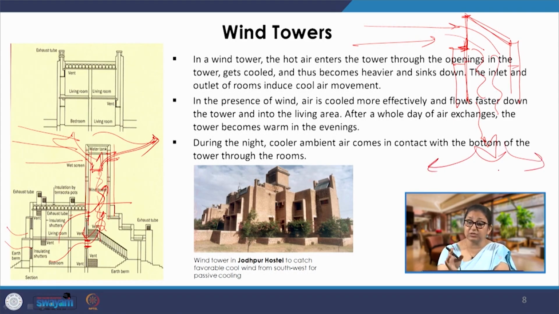So, that is what we would see. Sometimes you would also see that there are openings on all sides. This is in cases where the wind direction keeps changing, and we are largely using the wind tower for exhaust. So, both ways.